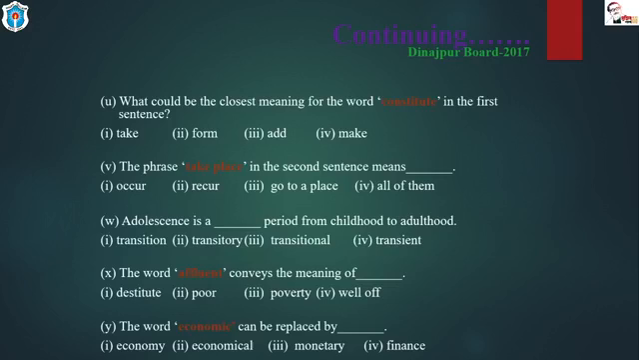I'm going to give you the answer, and after talking about these MCQs, I will show you some questions. What could be the closest meaning for the word constitute? I have already talked about it, and it should be form. The phrase take place in the second sentence means occur, you know that. Adolescence is a transitional period from childhood to adulthood. The word affluent conveys the meaning of well-off. The word economic can be replaced by monetary.